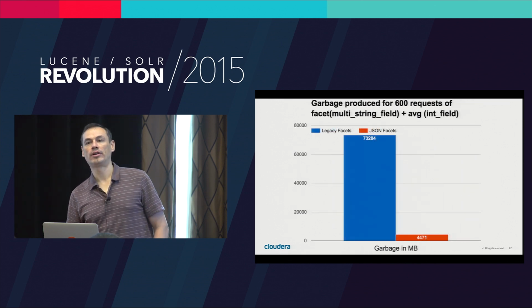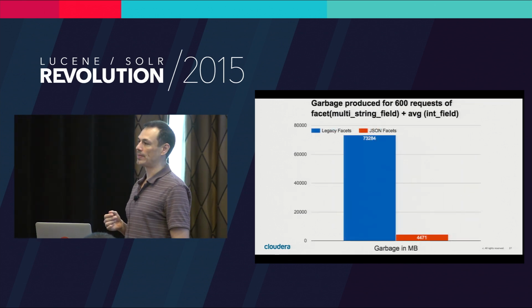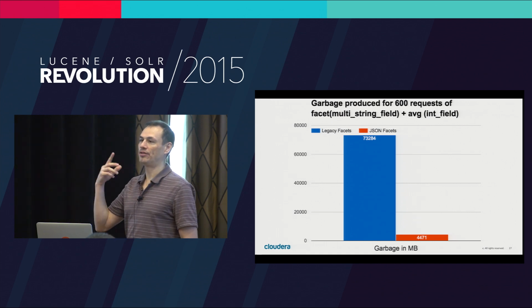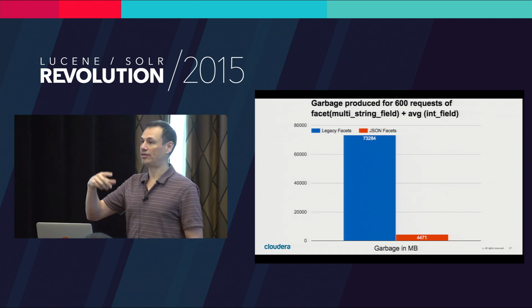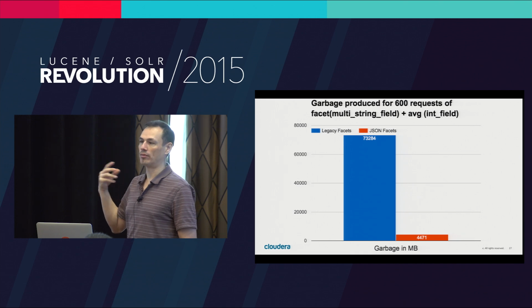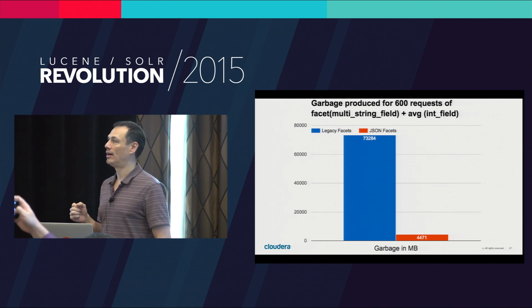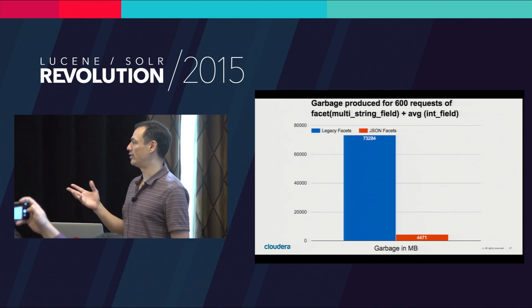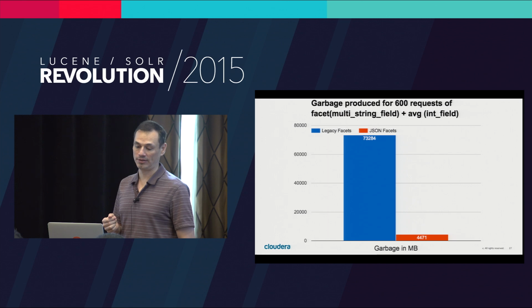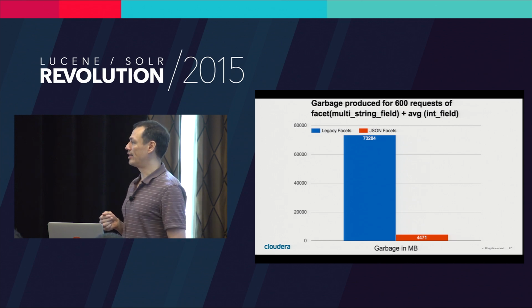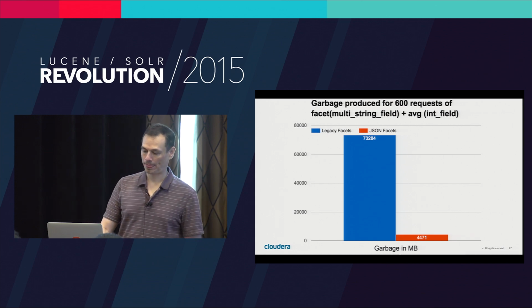Another really interesting metric was looking at the memory produced by both of these requests. It was basically the same test as before. I just ran it multiple times and looked at the total garbage produced. It was 73 gigabytes by the legacy facets and 4.5 gigabytes for the new facet module. I think we can do even better, but it's already quite a drastic difference.